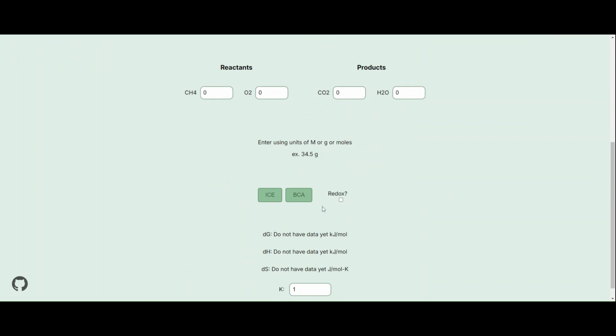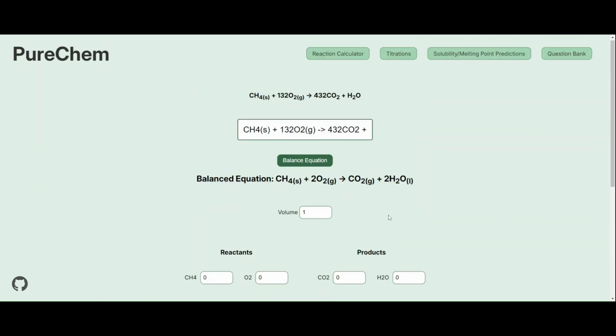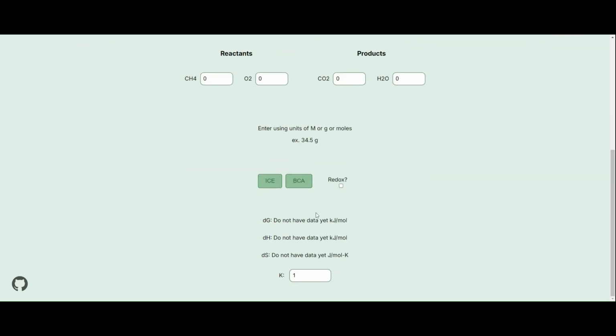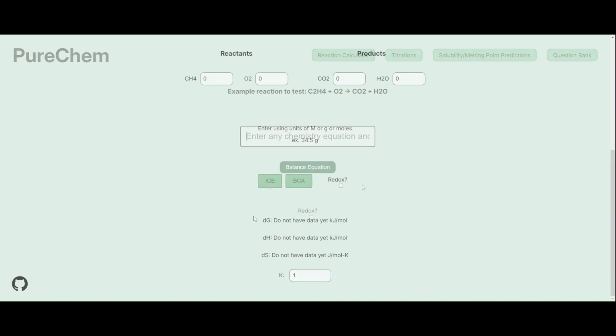However, note that we wouldn't have the thermochemistry data that we had when we entered CH4 as a gas. This is because the data library that we use for calculating those thermochemistry data would not have CH4 as a solid available, which leads to us not having data yet for these numbers.